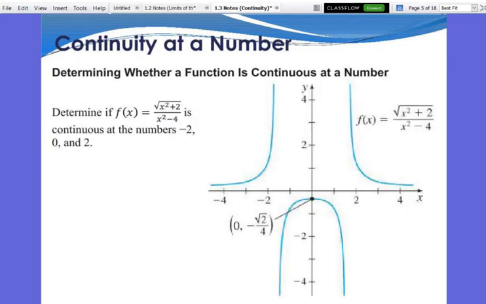Here it is right here. At -2, I have my asymptote. At +2, I have another asymptote, but it is continuous at 0.